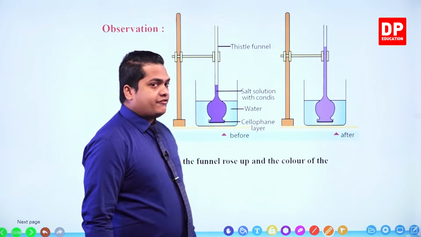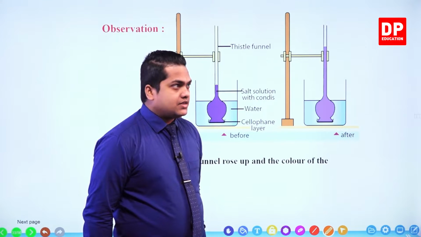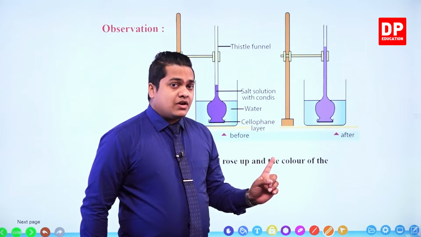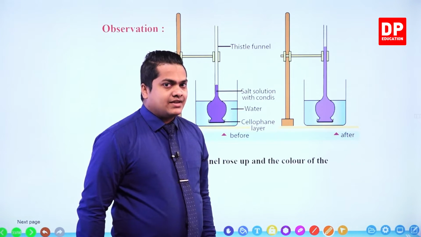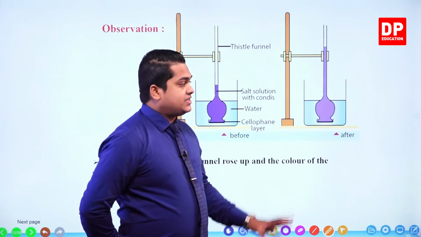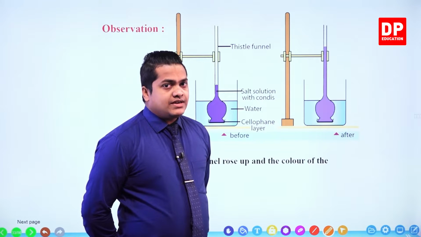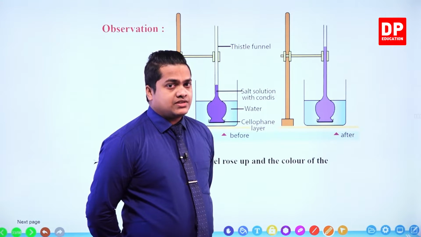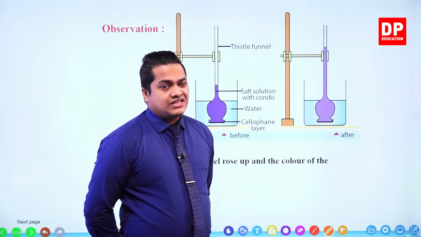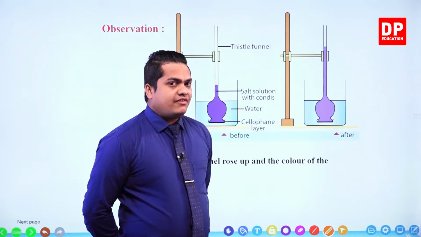Earlier, the color of condis had a dark purple nature as there were a large number of condis particles. But by looking at these two figures, and at the observations of the experiment, you could clearly see that the color of the condis solution has reduced because water particles have entered the system through the cellophane paper. As water is inserted into the thistle funnel, the color of the condis solution is getting reduced as the concentration is getting lower, as the number of condis particles is getting reduced. More water, less condis. Therefore, the color is getting faded.